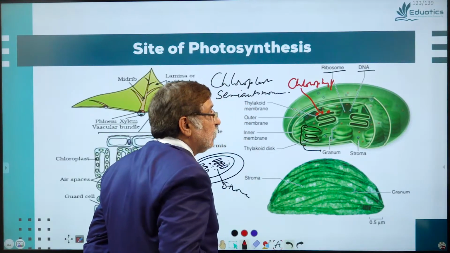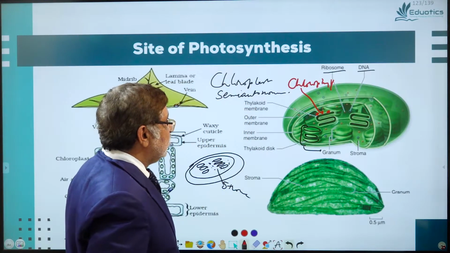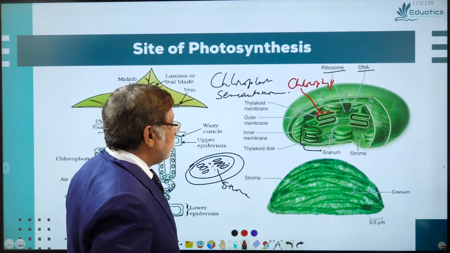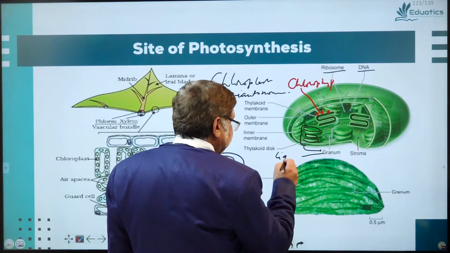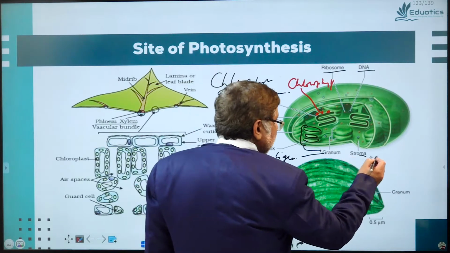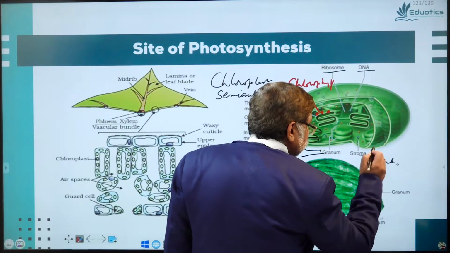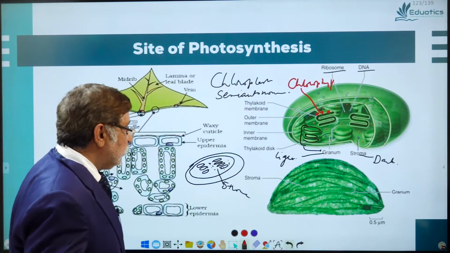And I will be dividing photosynthesis into two processes, light reactions and dark reactions. Light reactions will occur on the grana and dark reactions will occur in the stroma. For that, just give me 2 minutes more.